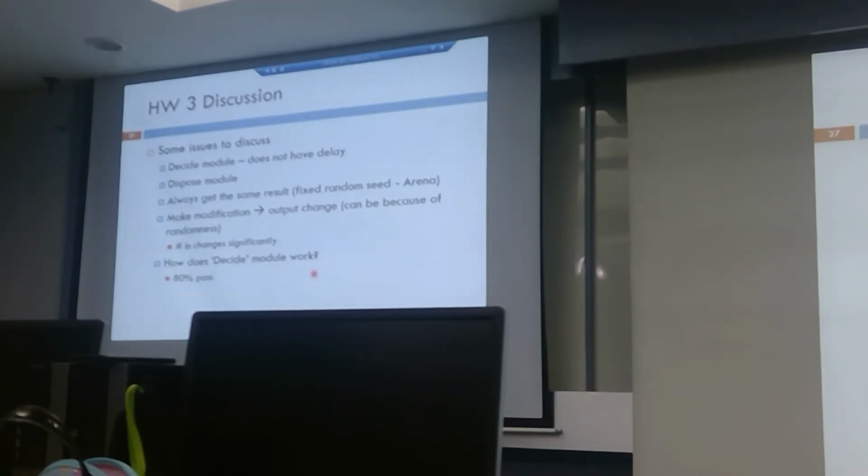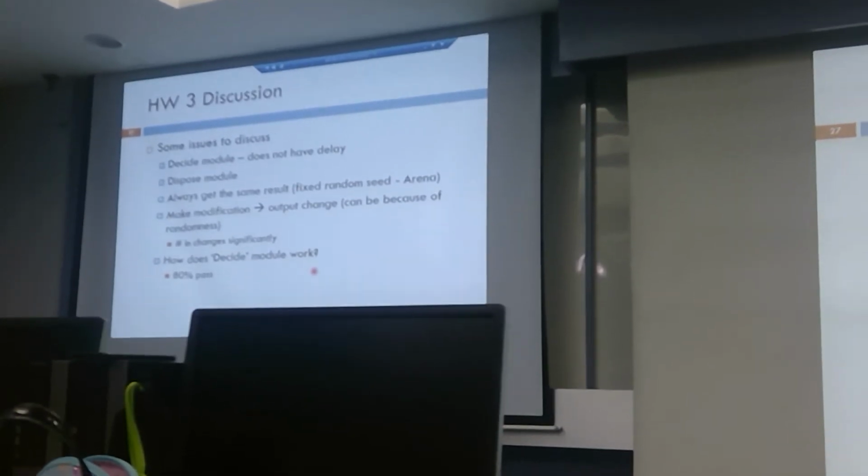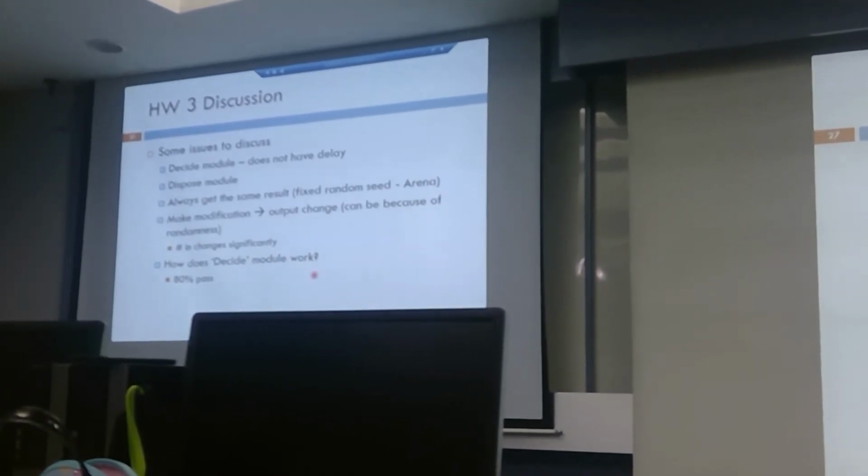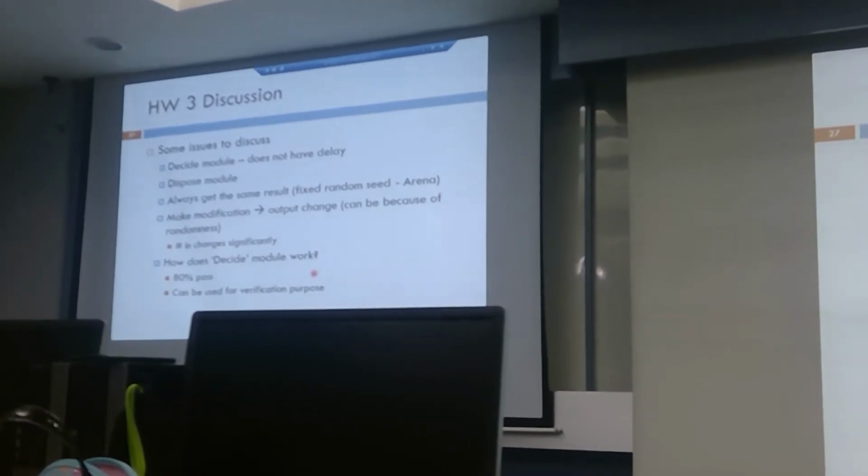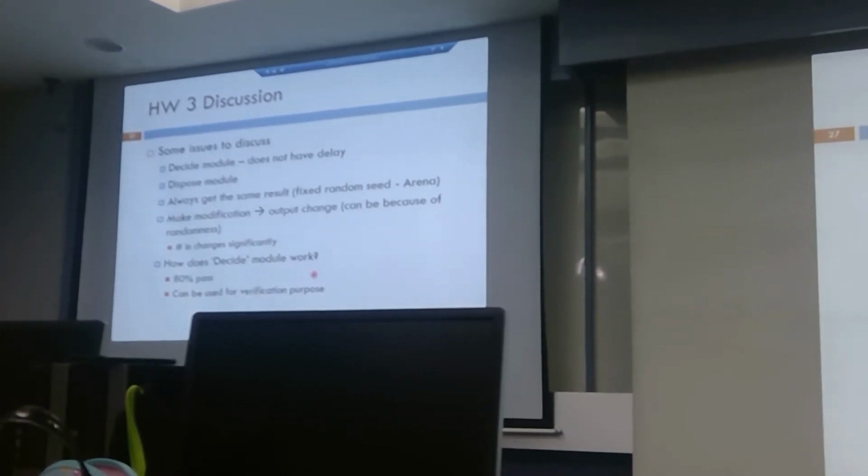Okay, for the design module, 80% pass. I think everybody should be okay with that, right? So we can just use the two-way by chance. And as I mentioned earlier, you can use the design module to do the verification purpose by taking a look at the number of entities that go to pass and go to fail. So if about 80-20%, then that should be okay.